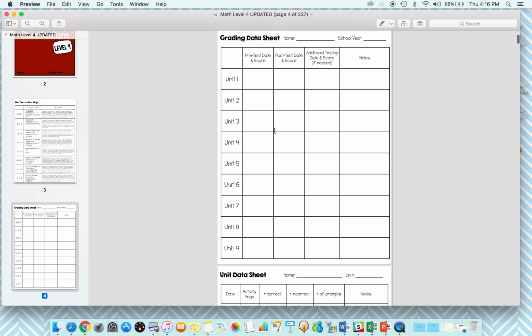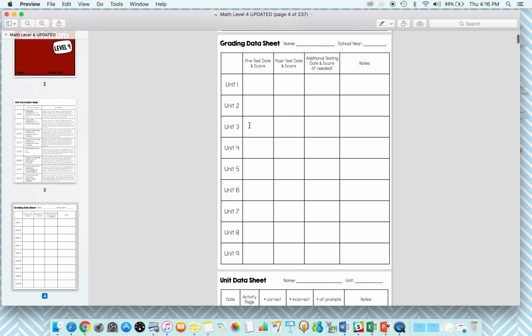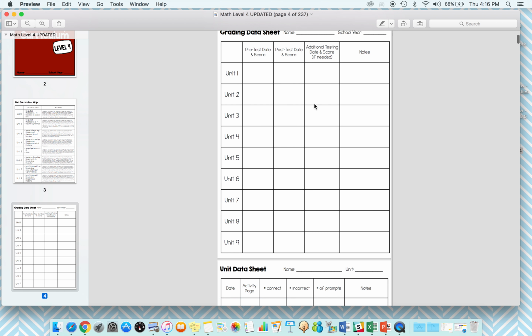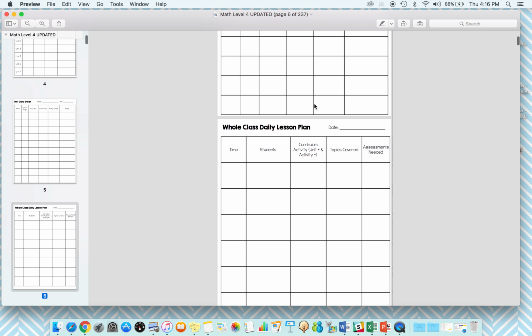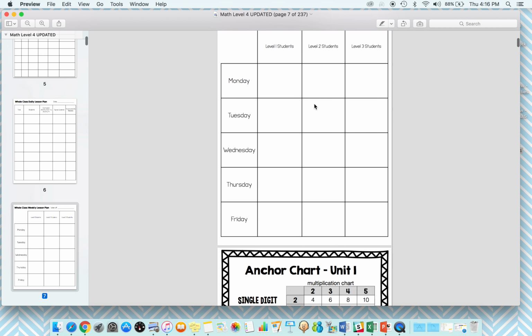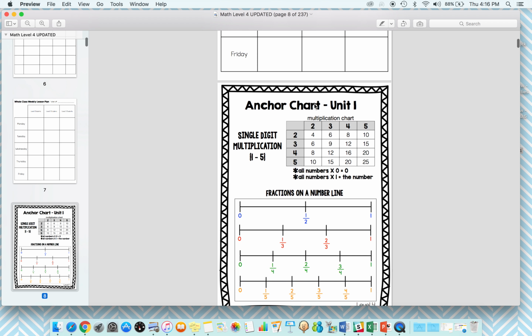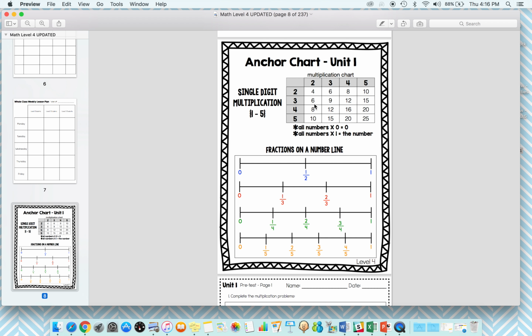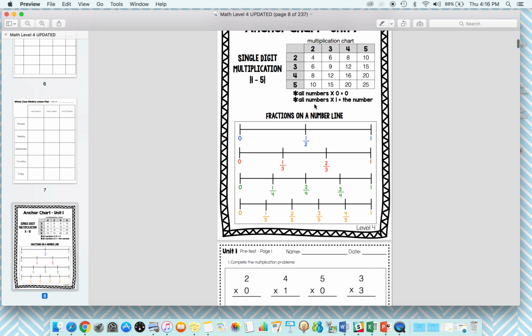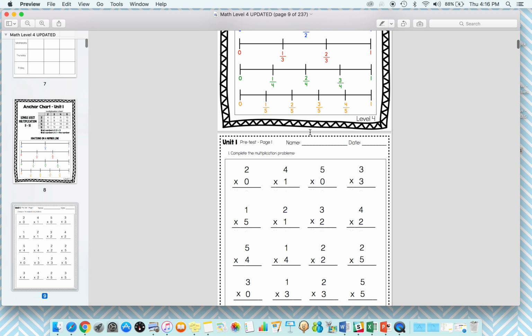So there are some different grading data sheets. The pre-test and post-test I will show you in a minute, and this is a really great data sheet to show that growth over time. And the unit data sheets, whole class data sheets, etc. So different lesson plan options and data plan options. Unit 1 looks at single digit multiplication 1 through 5 and finding fractions on a number line.